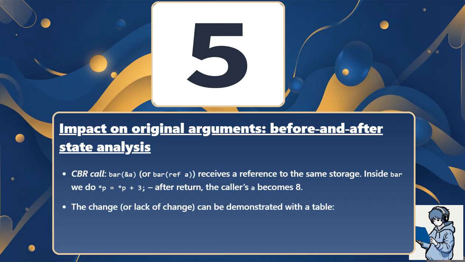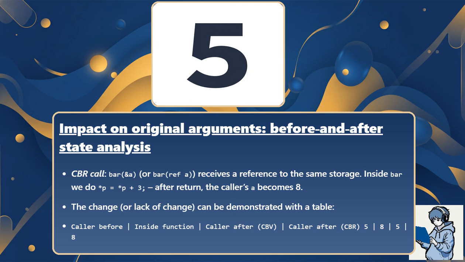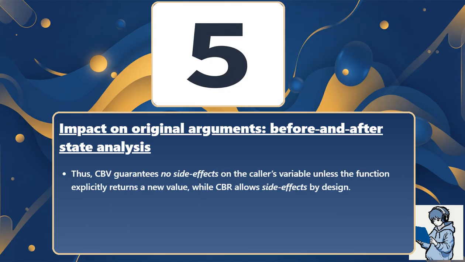The change or lack of change can be demonstrated with a table. Caller before | inside function | caller after CBV | caller after CBR: 5 | 8 | 5 | 8. Thus, CBV guarantees no side effects on the caller's variable unless the function explicitly returns a new value, while CBR allows side effects by design.